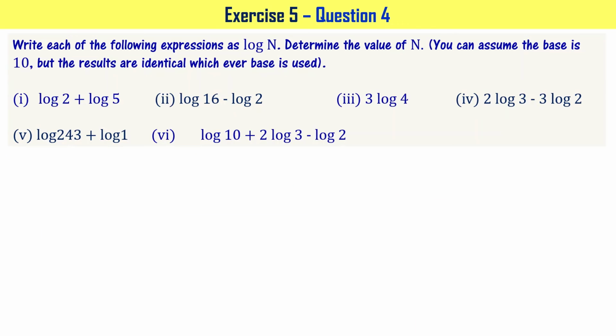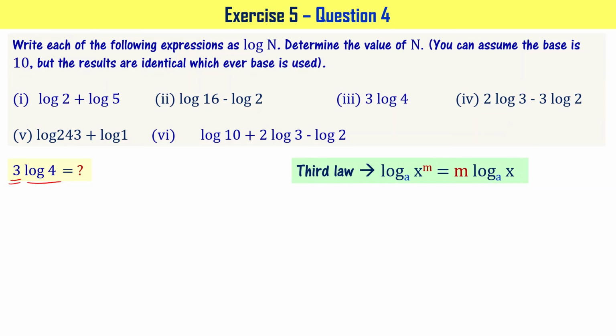Now let's look at the third part of the problem, that is 3 log 4. We want to express that as single logarithm. Of course, it is looking like a single logarithm, but 3 is multiplying that, right? We want to further simplify it. The third law says that log of x power m equal to m log x. When you compare that with 3 log 4, you say that 3 is m and 4 is x, right?